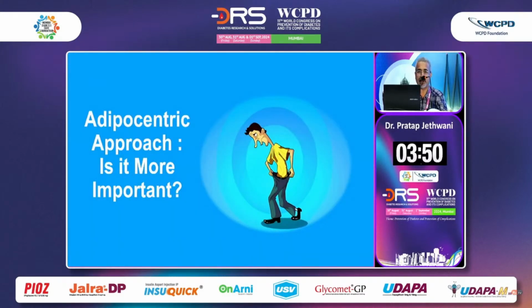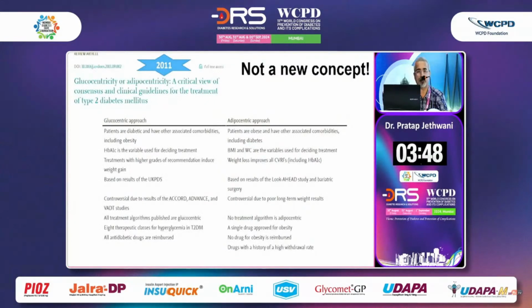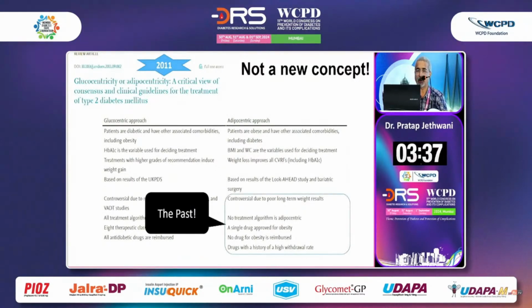Let's take a look at the adipocentric approach. Is it more important? The concept was there way back in 2011 when they suggested that the adipocentric approach is much, much better as compared to the glucocentric approach. Although at that time, no good drugs were available, so it was not the talk of the town.